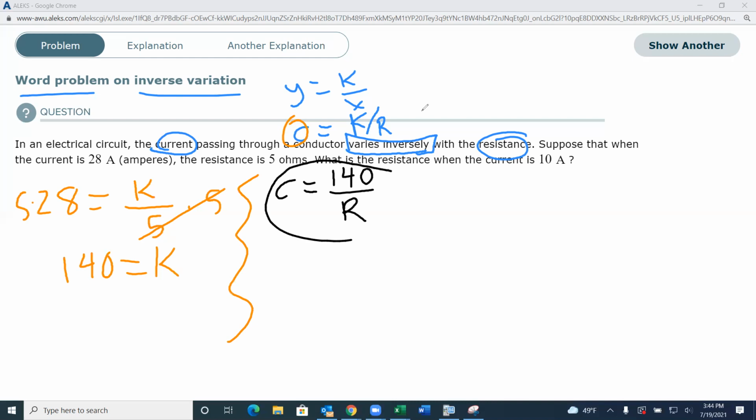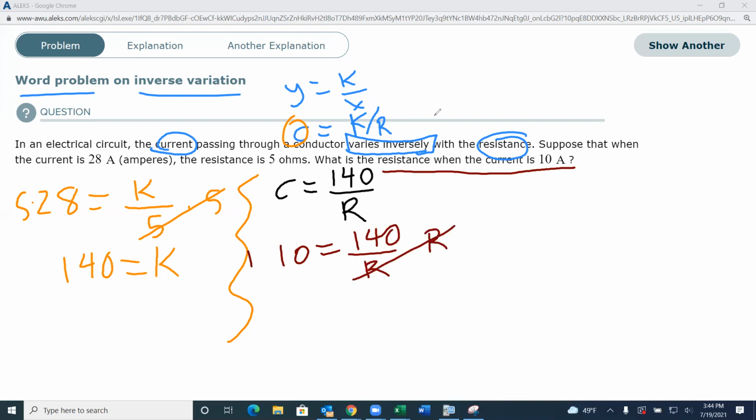So now we've got what we need to work on this circuit and do different things with it and troubleshoot it, whatever needs to be done. Okay, so in the last sentence, it says, what's the resistance when the current is 10? So if the current, C, is 10, what is R, the resistance? Well, I'm going to multiply both sides by R so I don't have a fraction. So I've got 10R is 140. Then I'll divide by 10.